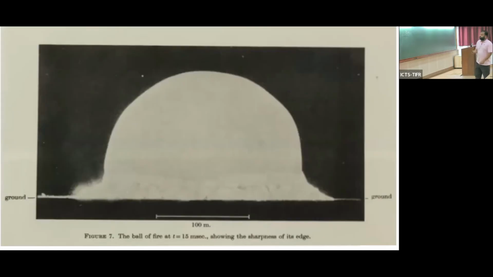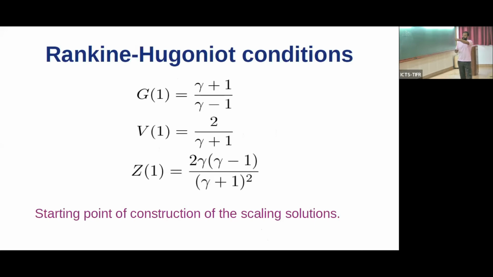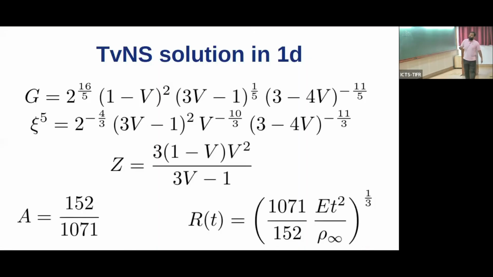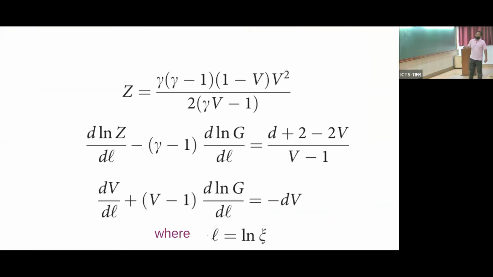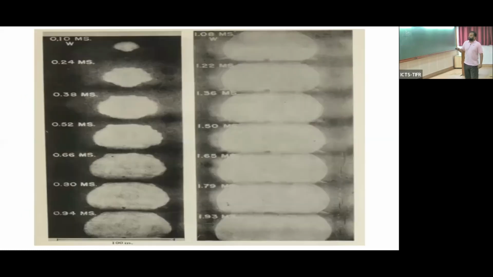First we solve these 3 ODEs. We solved these 3 ODEs for these 3 initial conditions, and we get the solution. The solution is finally G, V, and Z in terms of zeta, but this is not an explicit solution, it's an implicit solution. We also found the value of A. Remember I said that the position of the shock front depends on only 3 parameters, E, t, and rho infinity, but A is a dimensionless parameter, and you have to determine that. So we also determined the value of A. So finally we get the complete TVNS solution in 1 dimension.